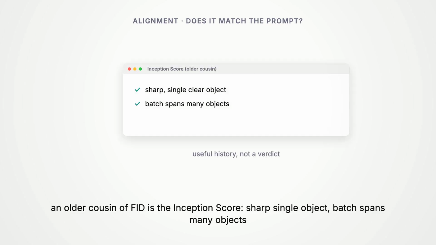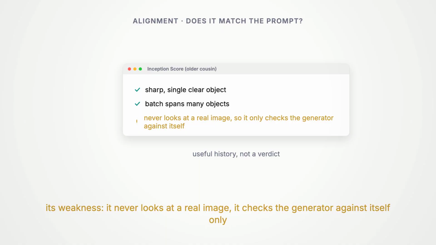One older cousin of FID you will still see quoted is the inception score. It runs your fakes through that same classifier and rewards images that look sharply like one clear object, and that, across the batch, span many different objects. Its giveaway weakness is that it never looks at a single real image. It only checks the generator against itself, so it cannot tell whether your cats actually resemble real cats, only that they look like confident somethings. Useful history, not a verdict.